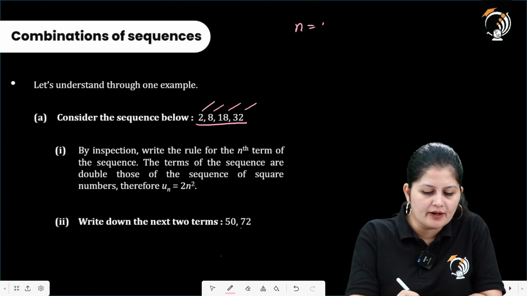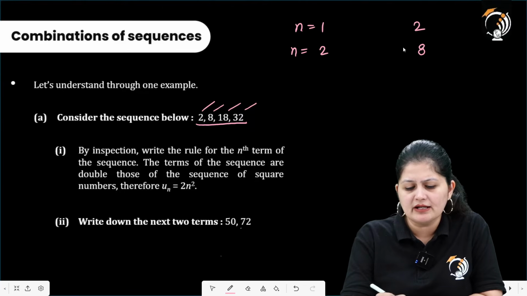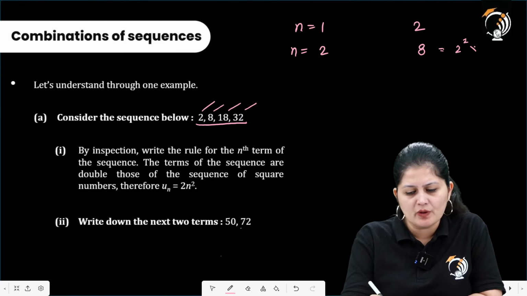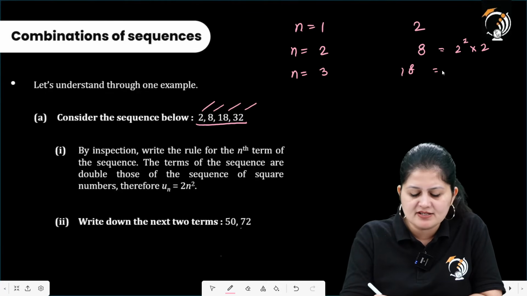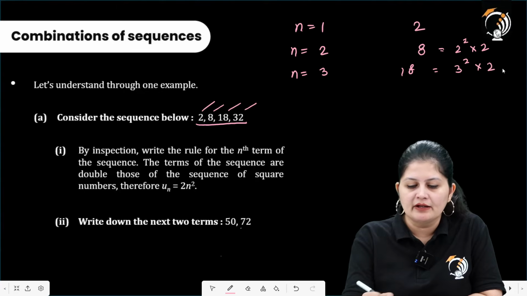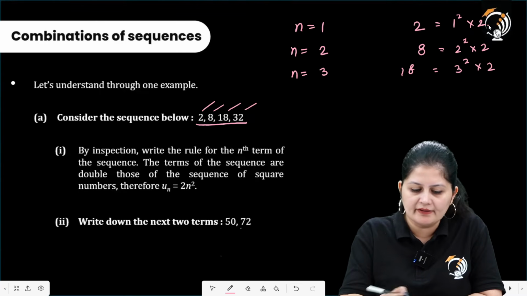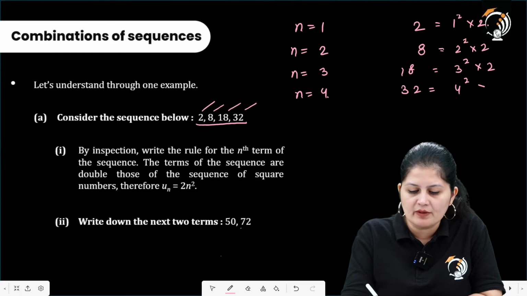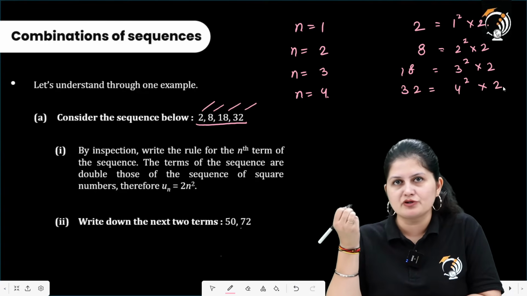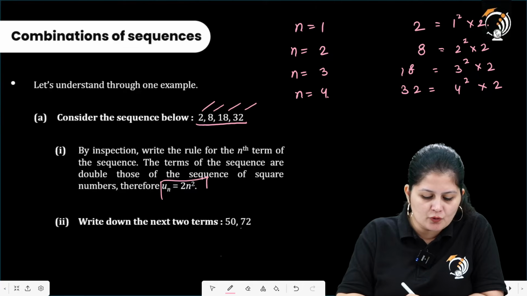When n is equal to 1, the term is equal to 2. When n is equal to 2, we get 8. Correct? So we can see that 8 is nothing but 2 squared multiplied by 2. When n is equal to 3, we get 18, which is nothing but 3 squared multiplied by 2. And the first term can be written as 1 squared multiplied by 2. When n is equal to 4, we get 32, which is nothing but 4 squared multiplied by 2, which is 16 multiplied by 2, 32. So the nth term for this expression is nothing but 2n squared.